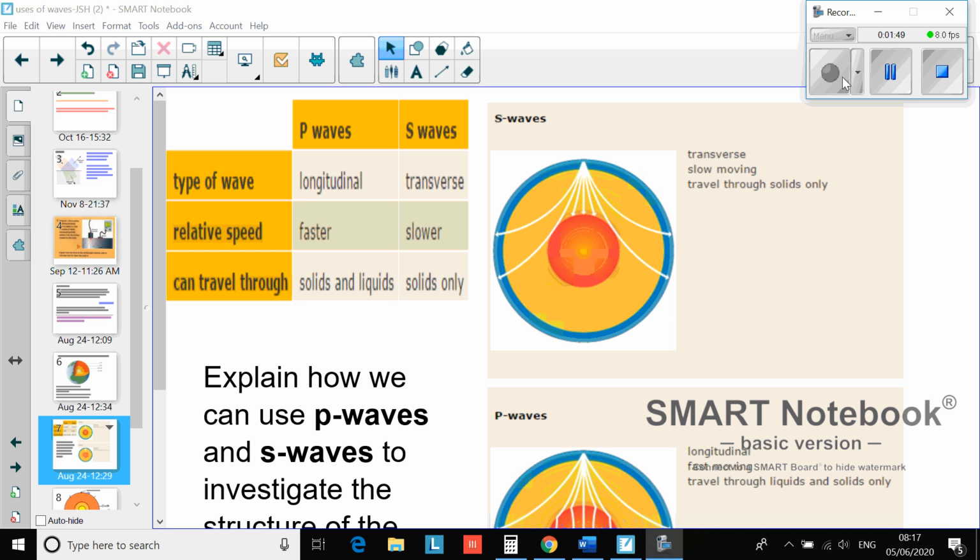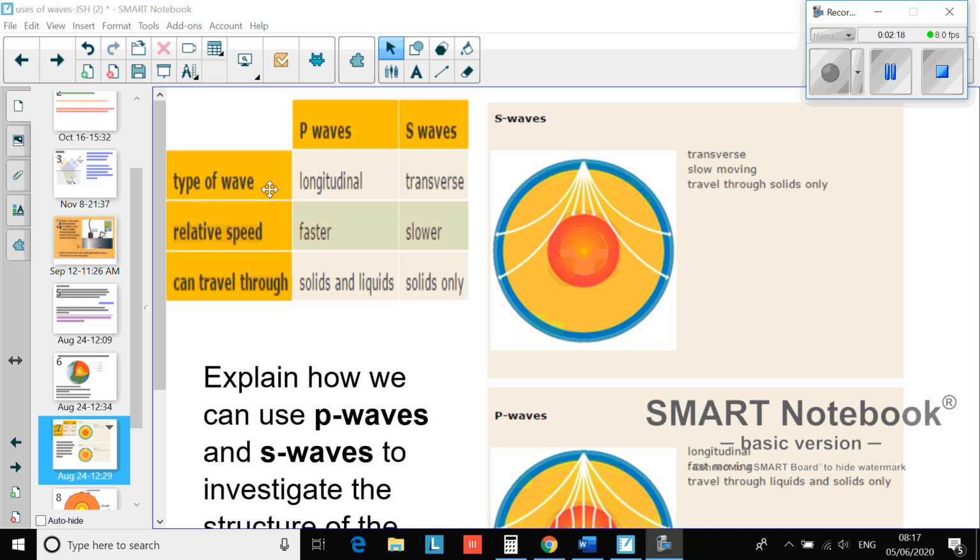Okay, Year 10, welcome back. So hopefully you've got an idea now of what P waves and S waves actually are, and how earthquakes happen, and how we can use the waves produced. The first thing I would like you to do is make a copy of this little table in your book. Make sure you leave plenty of space, because we're going to draw a diagram in a moment about how we know this. We're going to draw an upgraded version of this essentially.